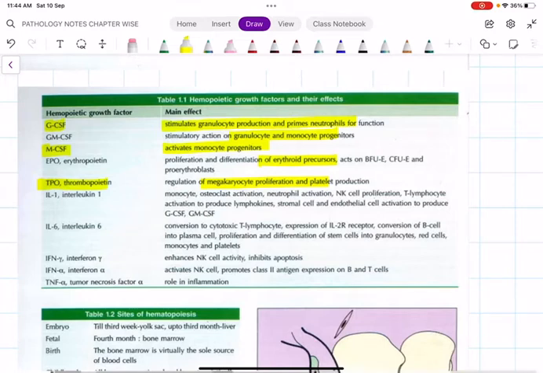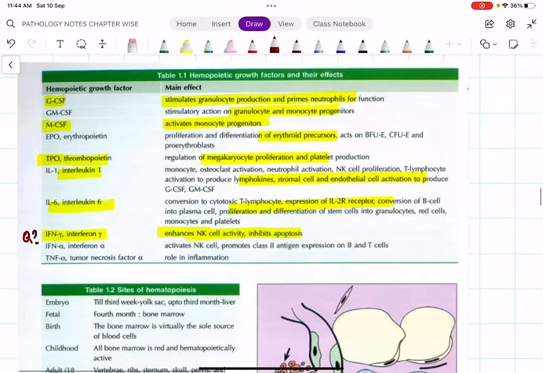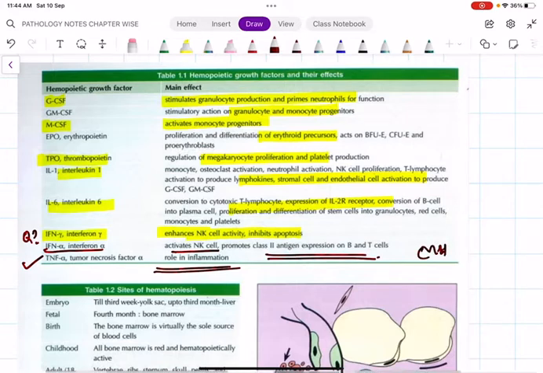Then remember interleukin 1 and interleukin 6, all these are responsible for activation of NK cells and T lymphocytes. Then interferon gamma enhances NK cell activity and inhibits apoptosis. This is a very important point. Which interferon will activate NK cells and inhibit apoptosis? The answer is gamma interferon. Tumor necrosis factor alpha already has a role in inflammation. Then alpha interferon activates the NK cell, and it promotes class 2 expression. Class 2 means MHC2. MHC2 means CD4, 4 into 2, 8.